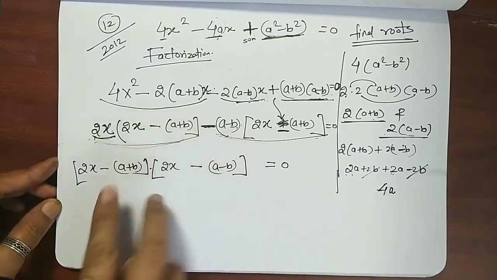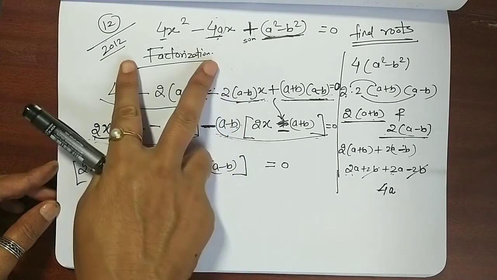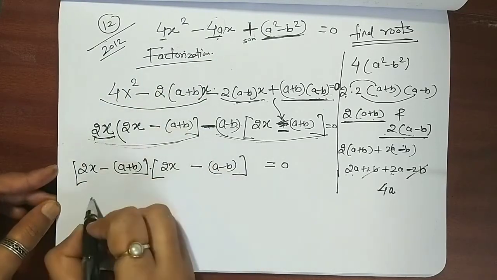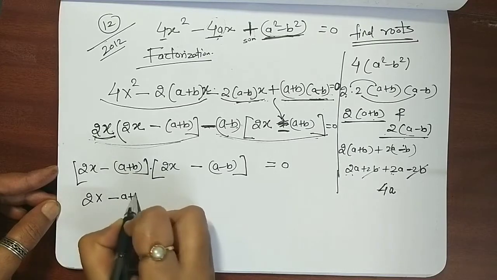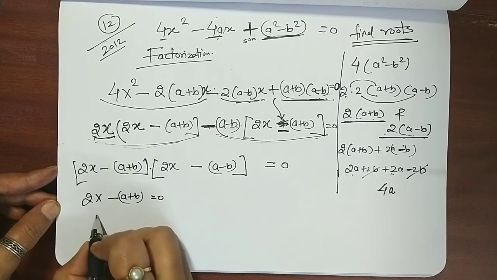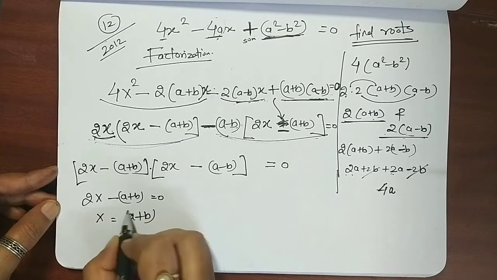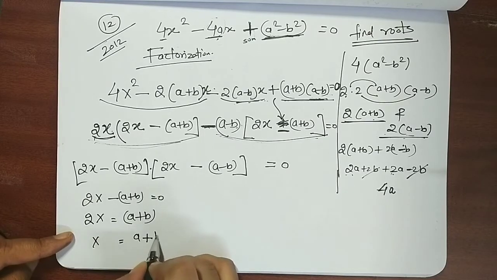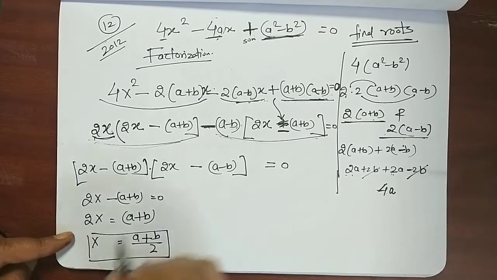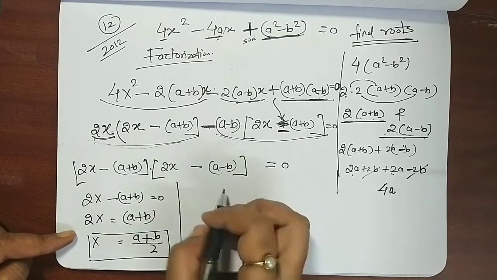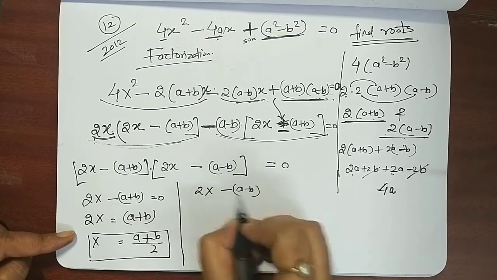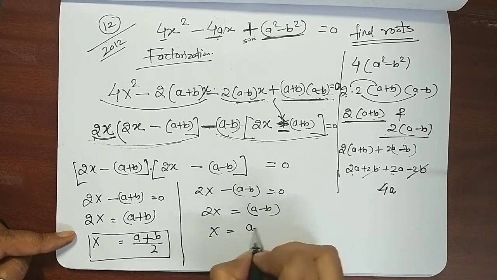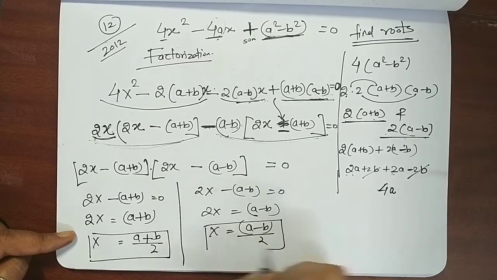Now I think I got two factors. This is factor 1, factor 2. After factorization, what is the step? We have to put them equal to 0. So I am putting 2x minus a plus b equal to 0. So 2x is equal to a plus b. So x will be a plus b by 2. This is my first solution. For the second solution, I will put this 0, and this will be 2x is equal to a minus b, where x is equal to a minus b by 2. I hope you got it.